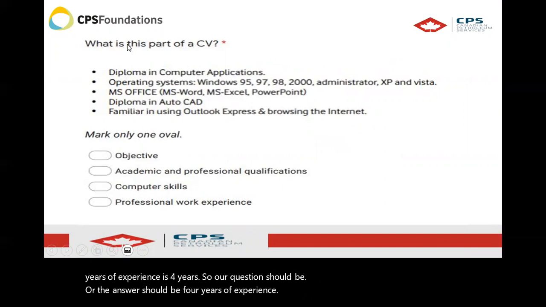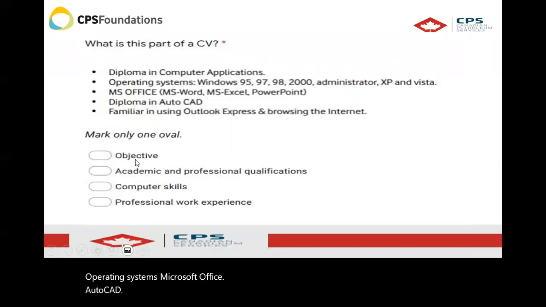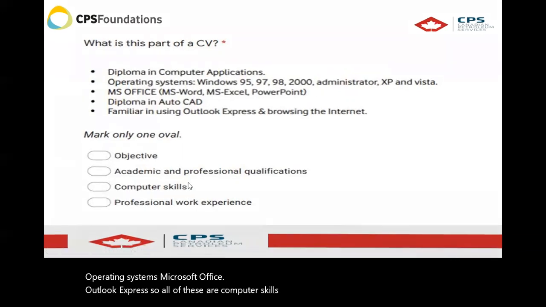What is this part of a CV? In this part here, we have diplomas in computer applications, operating systems, Microsoft Office, AutoCAD, Outlook Express. So all of these are computer skills.